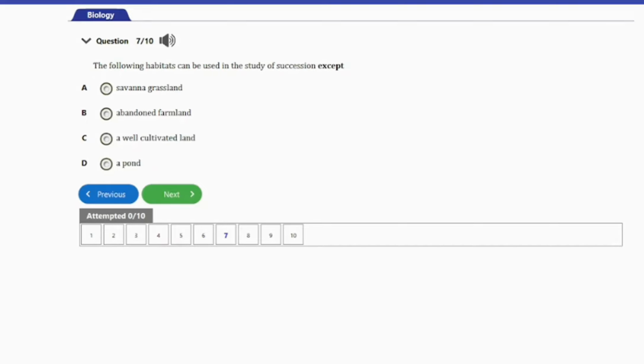That's question number 7 here. It says, the following habitats can be used in the study of succession except A. Savanna grassland, B. Abandoned farmland, C. A well-cultivated land, and D. A pond. So obviously the answer to this question is option C here, a well-cultivated land. So that's it for that question. A well-cultivated land cannot be used to study succession. So let's go ahead and consider the next question, guys.